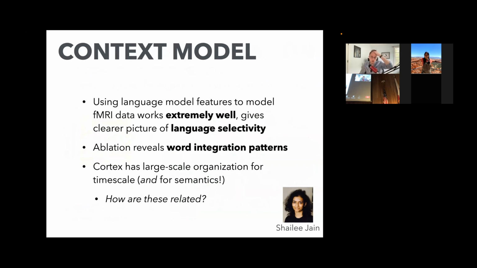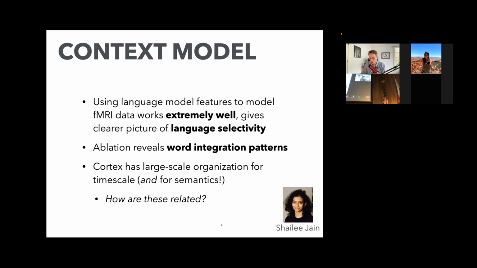So just to recap this section on context models: using these language model features that incorporate information about multiple words works extremely well at predicting fMRI data, and it gives us an excitingly clear picture of language selectivity in these different brain areas. Then we use this ablation analysis to find these word integration patterns. And what we're doing next is comparing that to semantic selectivity. Again, this is all work done by my fabulous grad student, Shailee Jain. Okay, so this was part one on the context.